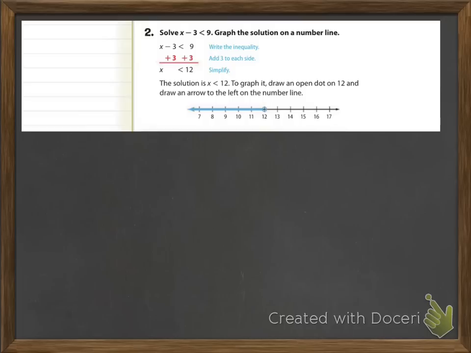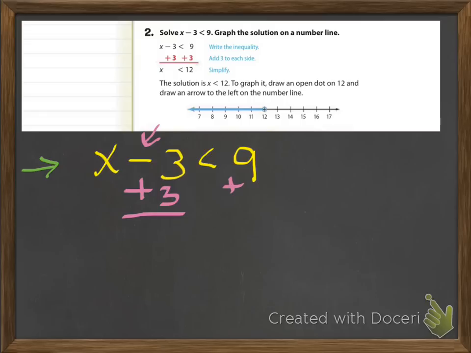For the next problem, you see x minus 3 is less than 9. So again, we need to identify the variable. The variable in this problem is x. Then we need to say what's being done to x. Well, x minus 3. We're subtracting 3 from x. So the inverse of that is going to be to add 3. And remember, we do that to both sides because what we do to one side, we do to the other. So we're going to cross through this, and then 9 plus 3 is going to be 10, 11, 12.